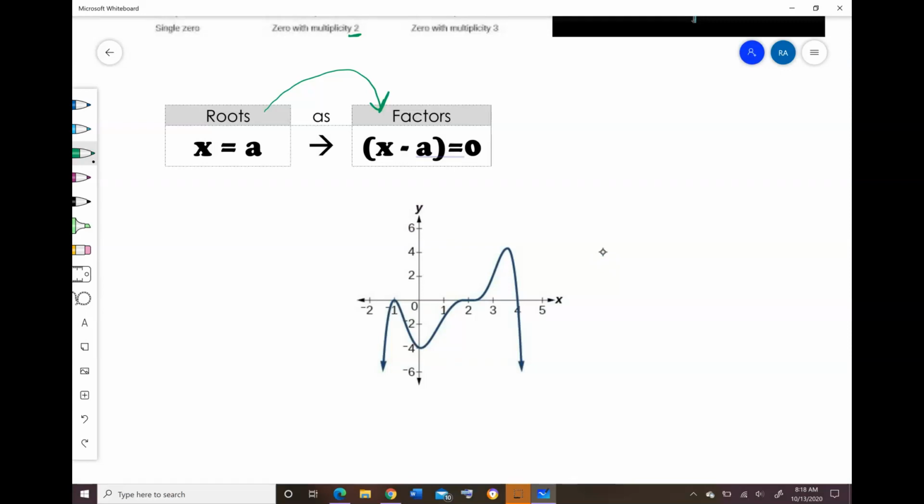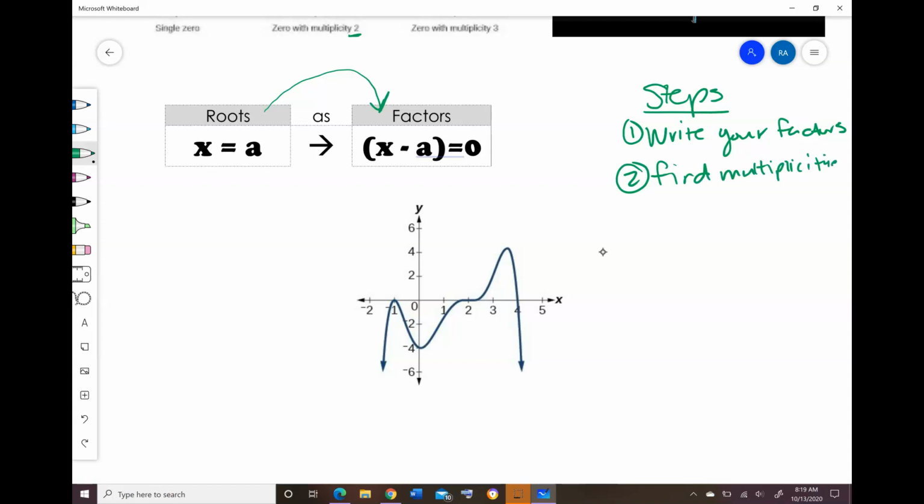All right, so steps. Step 1, write your factors. Step 2, find your multiplicities. It's a long word. 3, solve for a. Okay? All right. So, let's do these 3 steps. Write your factors. We got to get them. It's x equals negative 1, x equals 2, and x equals 4.